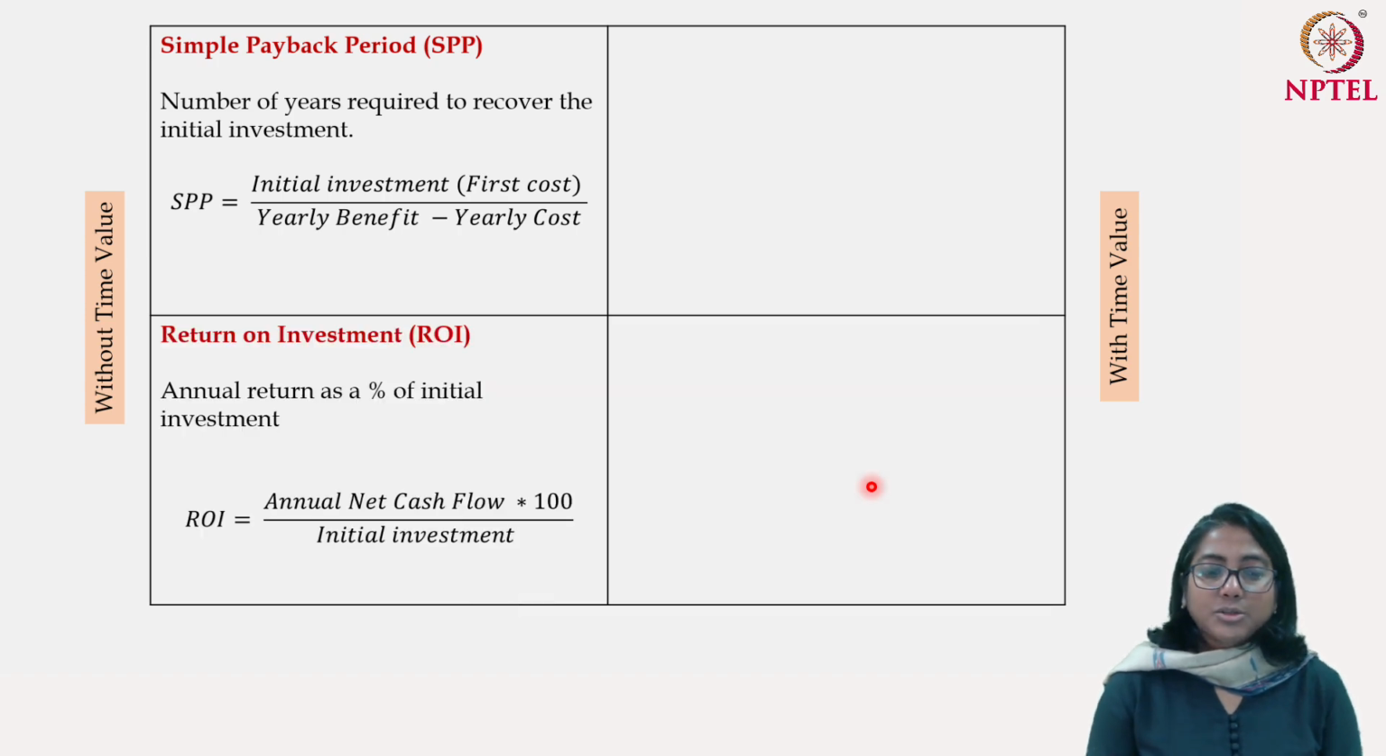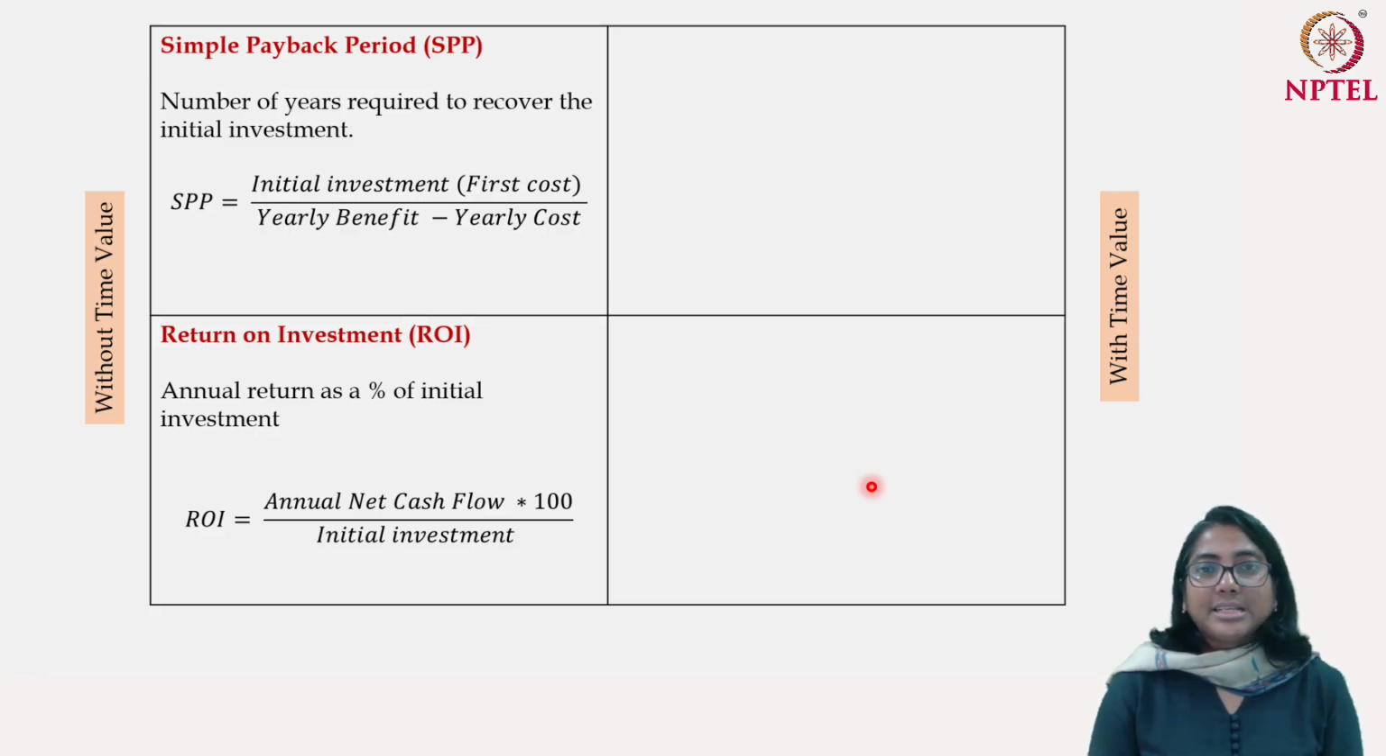So the next one is called the return on investment, or the ROI. This is also without the time value. Here also we assume that if I keep 100 rupees in my pocket today, 1 year down the line it will stay as 100 rupees, right? It has no value. So I'm not going to put it in the bank. I'm not going to put it in any investment to yield more money out of it.